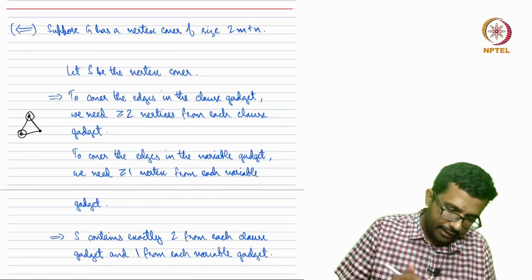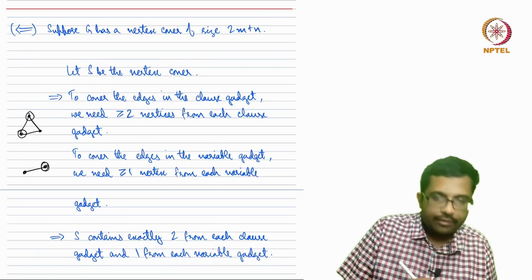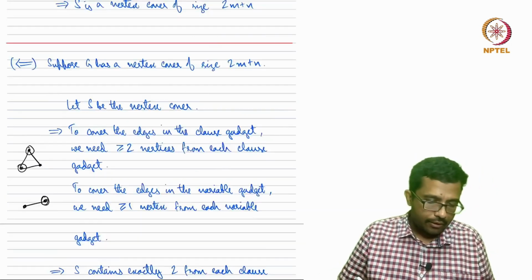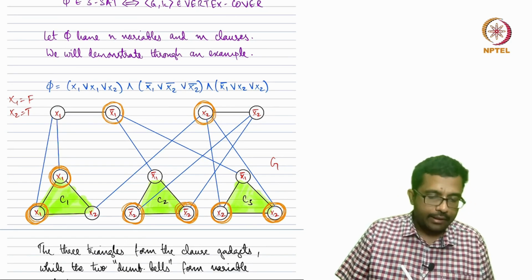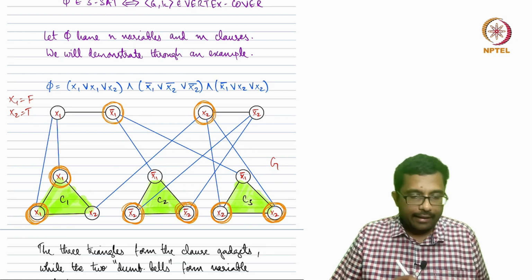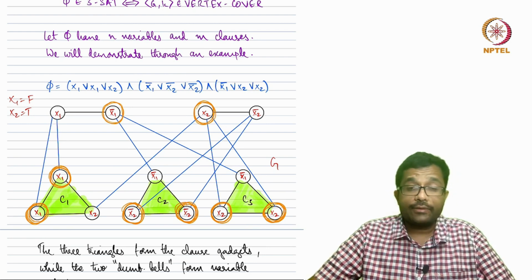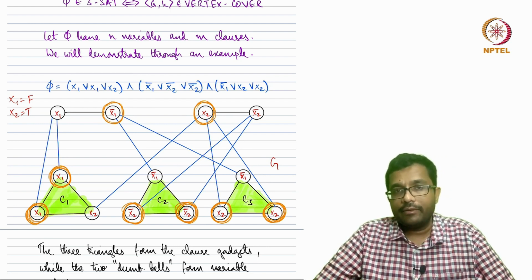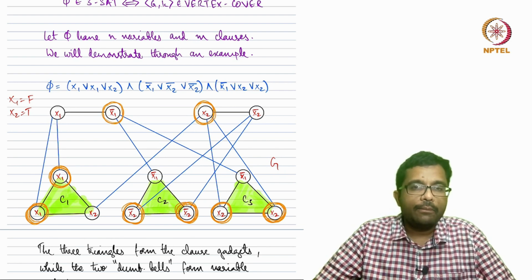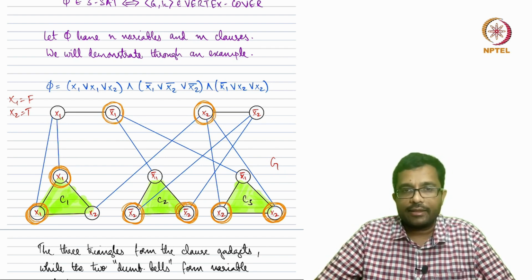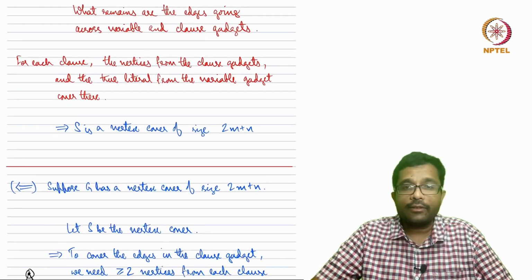And any variable gadget is something like this. To cover this edge, we need to pick one of these endpoints. So we need 2 vertices from each clause gadget, and we need 1 vertex from each variable gadget at least to form a vertex cover. So this itself tells us that we need a minimum of 2m plus n vertices in a vertex cover. But here the assumption was that there is a vertex cover of size 2m plus n.